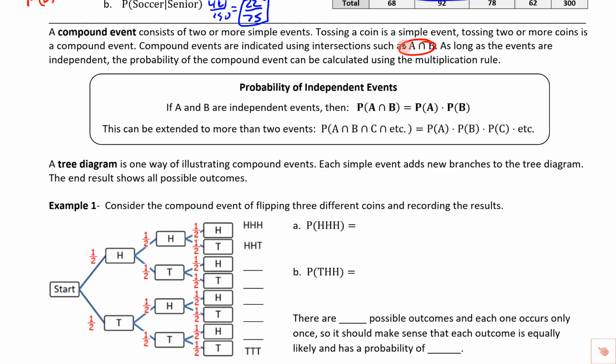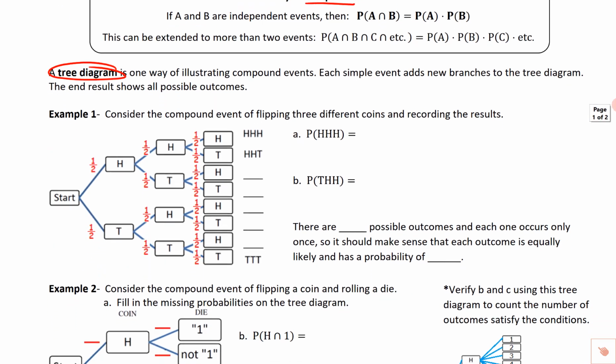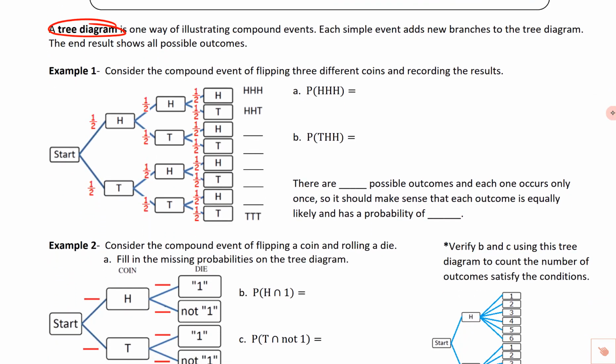So here's what it looks like. If they're independent, then the probability of A intersect B is the probability of A times the probability of B. So we literally just multiply them together as long as they're independent. And like it says on this line right here, you can extend that to 3 events or 4 events, as many events as you want. You can string those together. And a tree diagram, which they actually start introducing in 7th grade, is a good way to keep track of compound events. Since you guys didn't take 7th grade math, we're going to show you one right now.